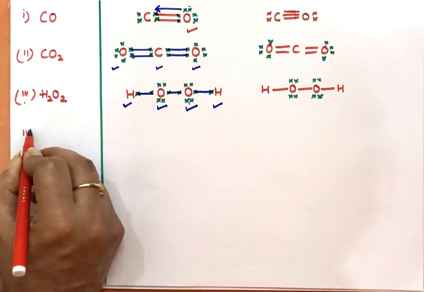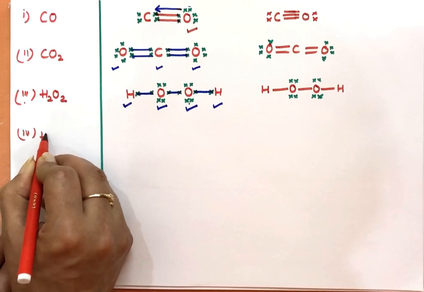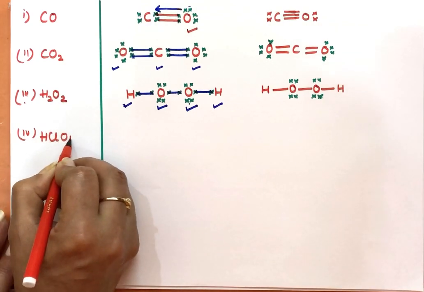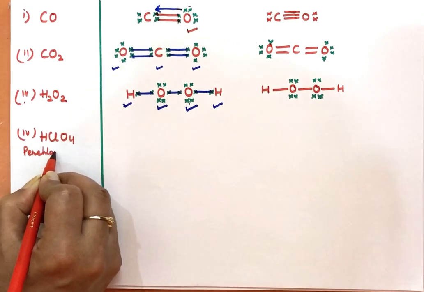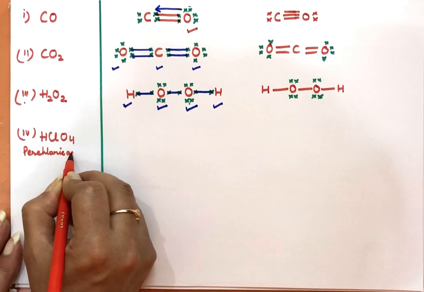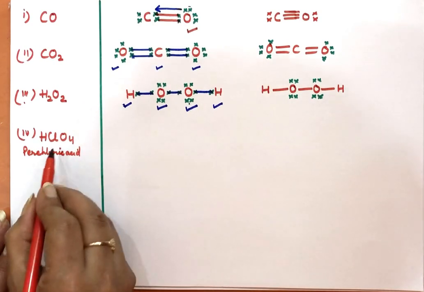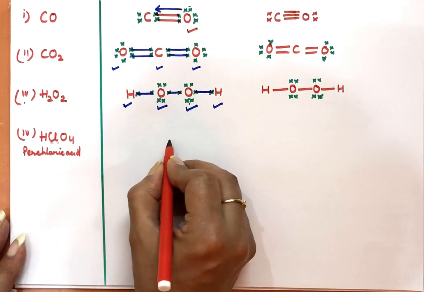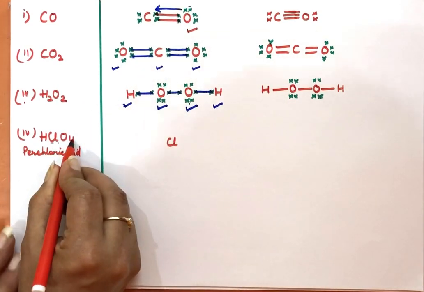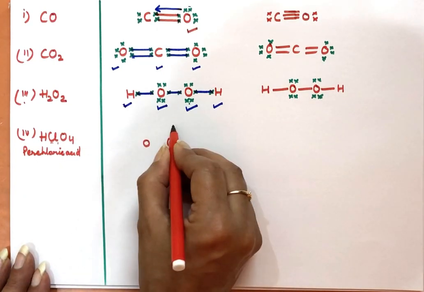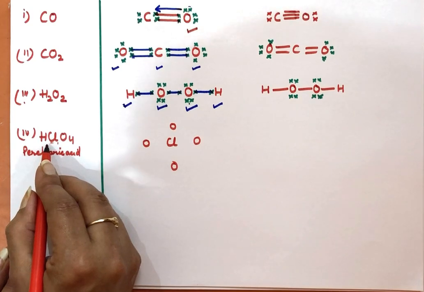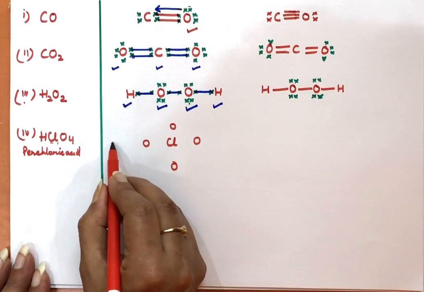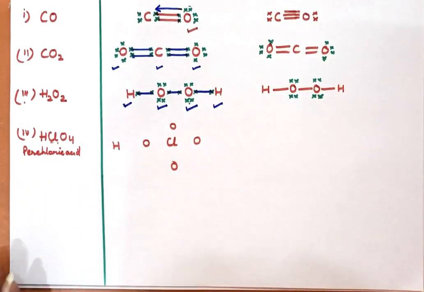Next example, SO3, we have already covered, so I am not writing it. I am taking HClO4. This is called perchloric acid. The skeletal structure of this is: Cl is the central atom here. Around Cl on 4 sides we will have oxygen atoms, and hydrogen, like I said, is on the extreme end. So around any oxygen atom we can write this hydrogen.